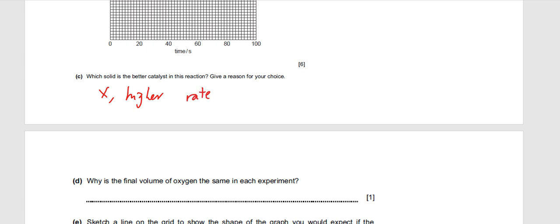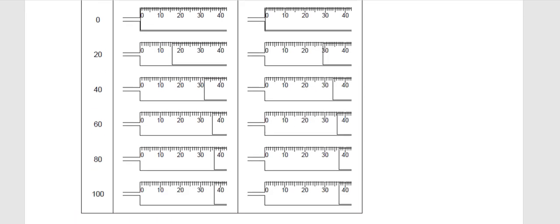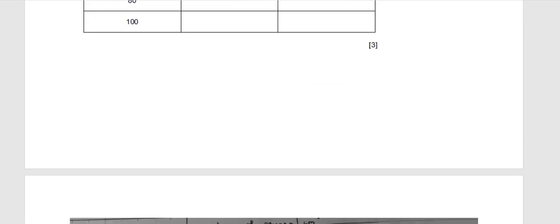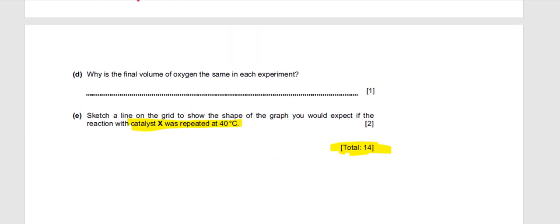Why is the final volume of oxygen same in each experiment? So in both experiments, I can only have one variable that I change. The only variable that I change is the type of catalyst. But the hydrogen peroxide, the volume, the concentration, the amount, everything has to be the same. The only thing that I can change is the catalyst. So in the end, I will have the same total volume, 37, 37. I will have the same total volume. Okay, that's why it will have the same, because I have the same amount of hydrogen peroxide used.